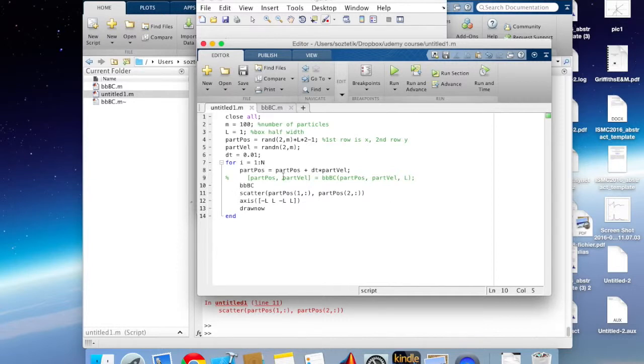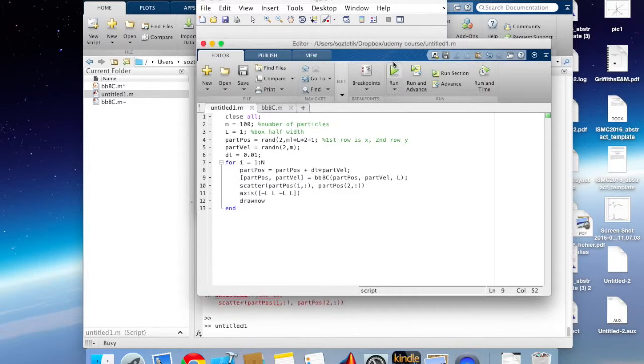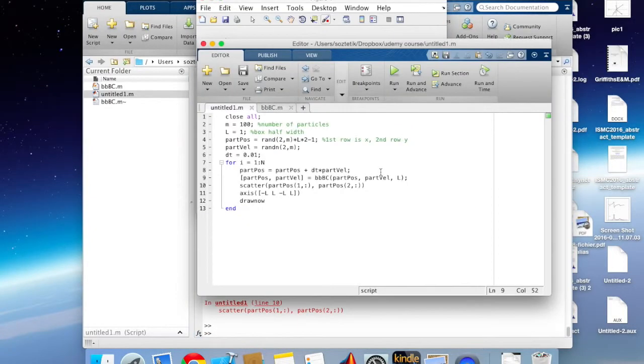Well, let's now make this a function. And we're gonna see if this is working this way. What I'm seeing is these are bouncing off of the upper boundary, but not the lower boundary, which is interesting.